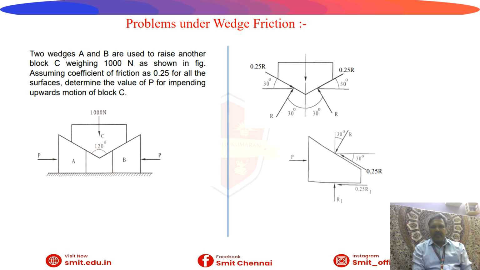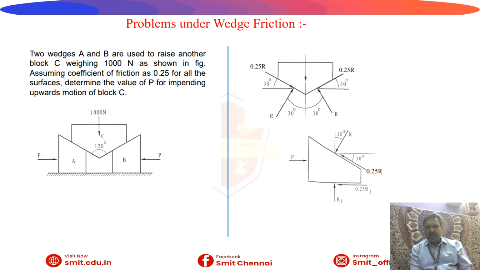Then 30 degree it is given because it is 120. That is, the wedge will be at 30 degree. Then here also the two reactions will be acting, R. Then the separate wedge we took separately and we are drawing the free body diagram. One reaction will be there, R at 30 degree, and 0.25 R because mu R, that is 0.25 R.